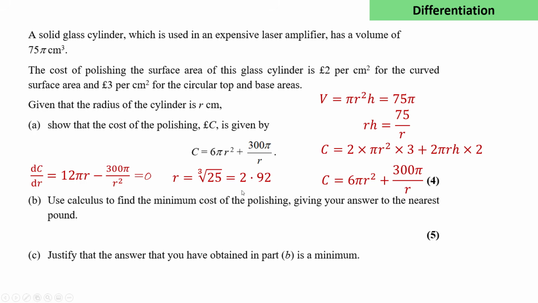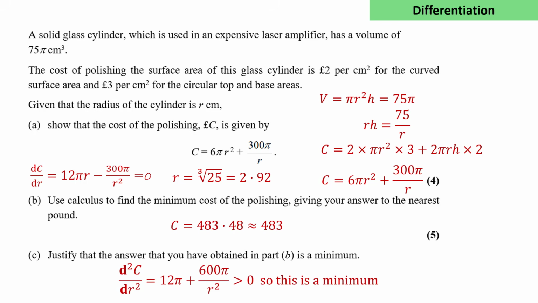We take this value and we substitute it into the formula for the cost, and that gives us a minimum cost of £483.48. We're asked to justify the answer obtained as a minimum.